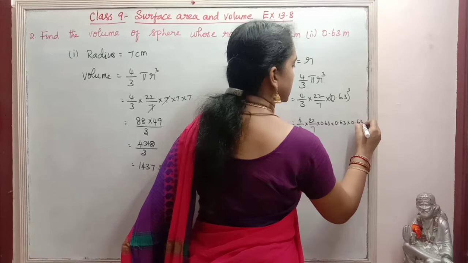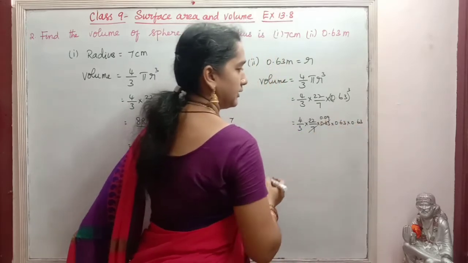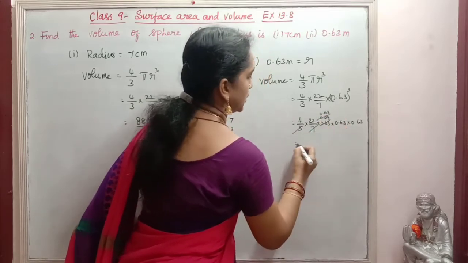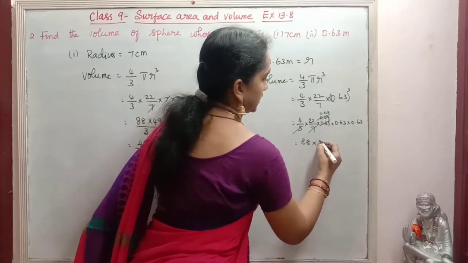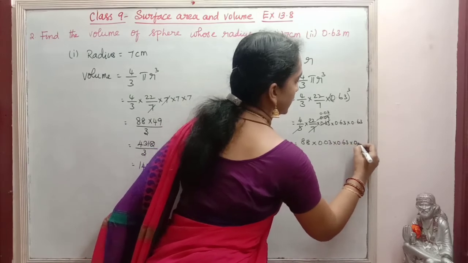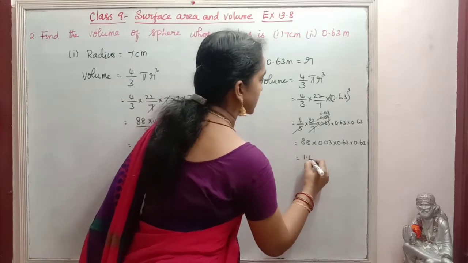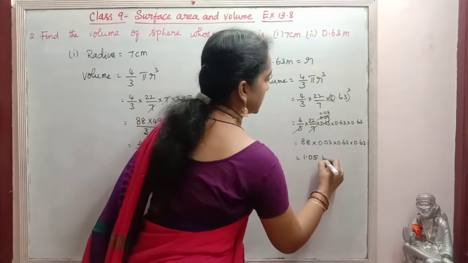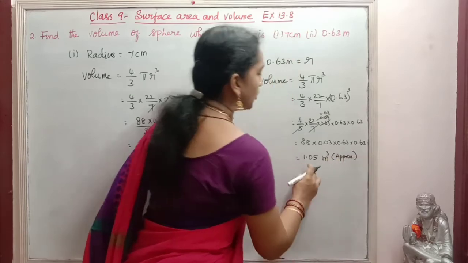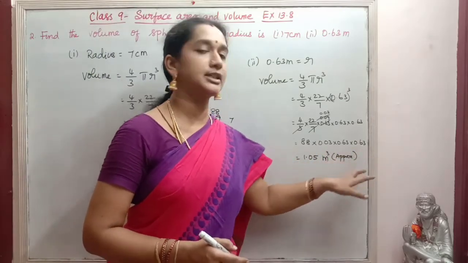into 0.63. So 7 9s are 63, 0.09. Then again 3 table, 3 3s are 9. So 88 into 0.03 into 0.63 into 0.63. So when we multiply all these things, we will get 1.05 meter cube approximately. Okay, so all these things have to be multiplied carefully.